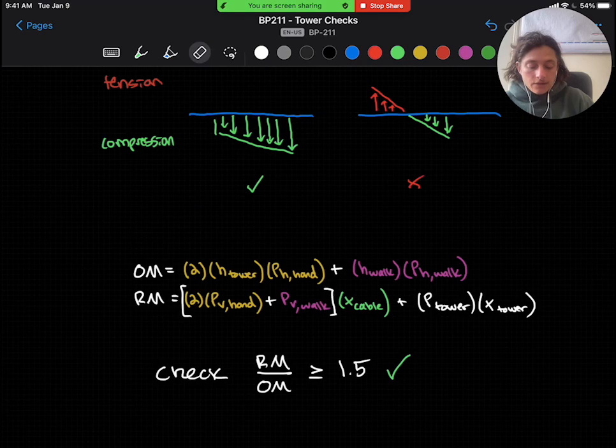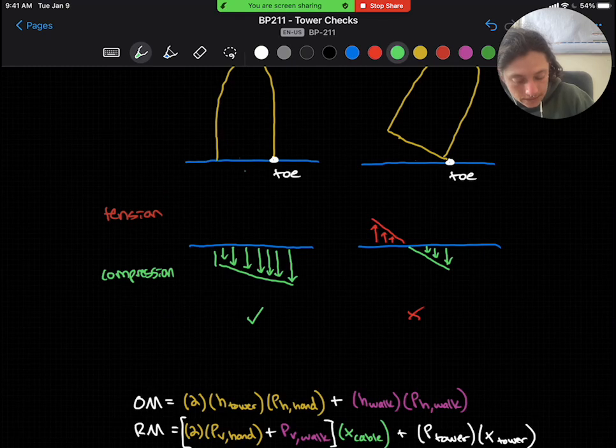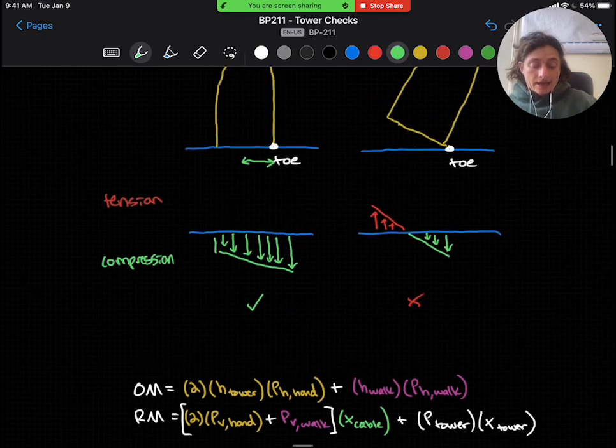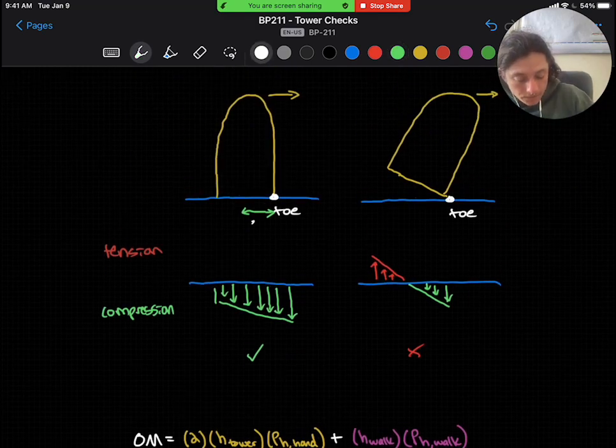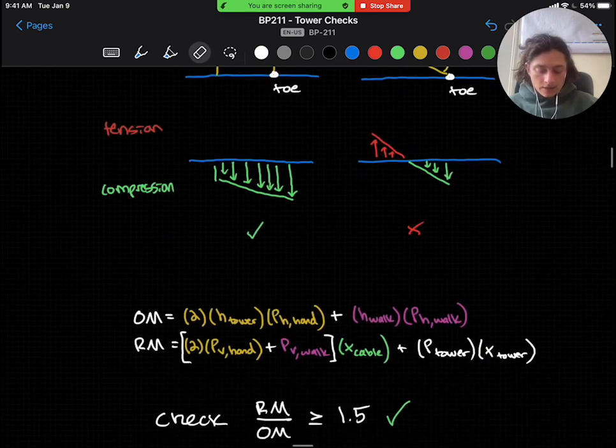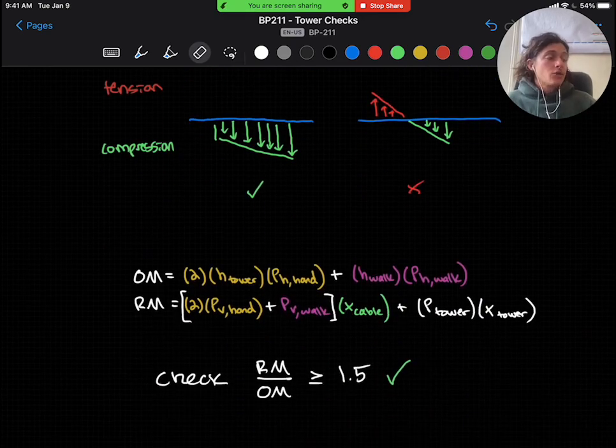And here, our restorative moment, we have 2 times our PV hand plus PV walk multiplied by that x distance, that x cable, which is going to be this x distance here, and the weight of a tower times that x tower, which is going to be that x distance here, but the difference here is just the offset. And finally, we check our restorative moment is greater than the overturning moment with a factor of safety of 1.5.